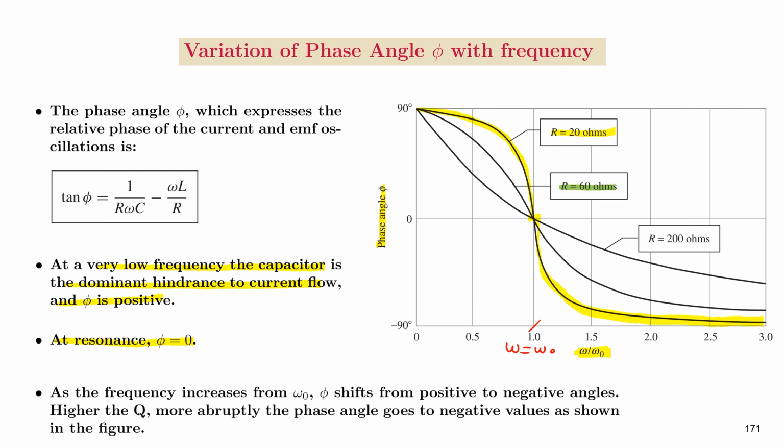The second plot has R equal to 60 ohms, where we can see that the variation follows a similar trend. As we increase the value of R to 200 ohms, the curve becomes like this. We notice that when R is very low, that is when Q is very high, the phase angle goes to negative values more abruptly. And with that, we conclude our study on series RLC circuit to which a sinusoidal voltage is applied.